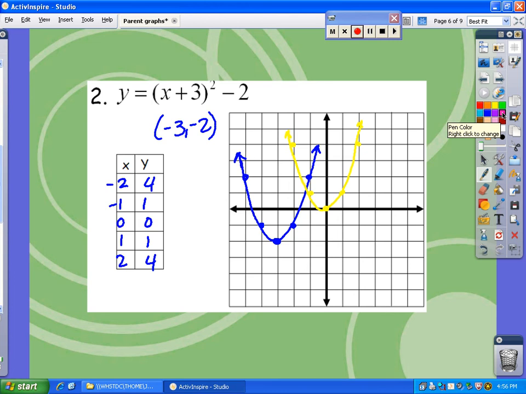That means I'm going left 3, down 2. And I'm going to use the pink to show how I'm moving my point. So I'm going left 3, down 2. This point, left 3, down 2. On the positive side, same thing. Left 3, and down 2. So you see how we get the same graph, whether we graph it from move the vertex first and then the parent graph, or graph the parent point and then move to the new vertex.